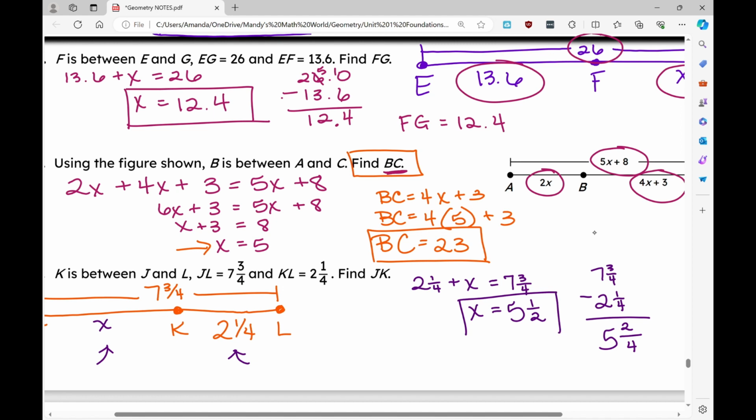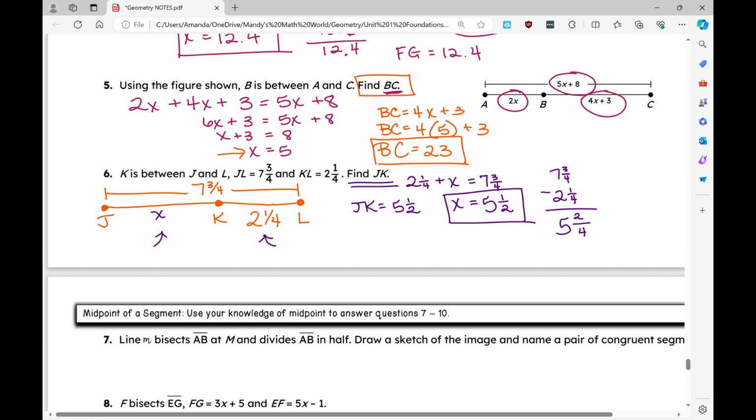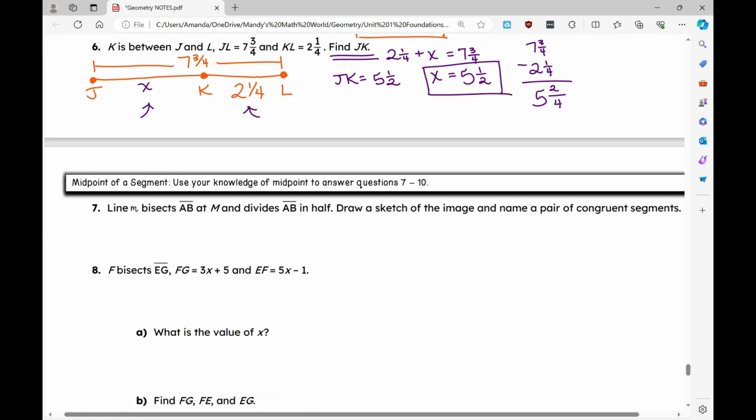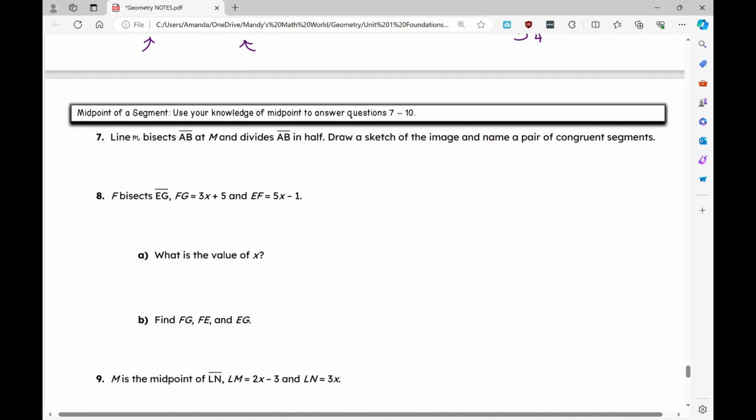And that is my answer, because we're looking for the length of segment JK, which we called x, and x equals 5 1/2. So if you wanted to write JK equals 5 1/2, that works. You could also write 5.5. That also works. All right, let's move on to the next section, midpoint of a segment.